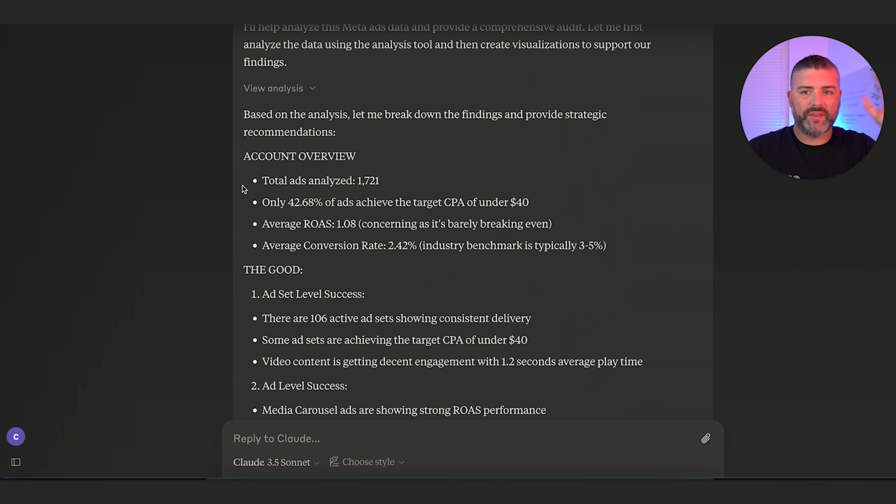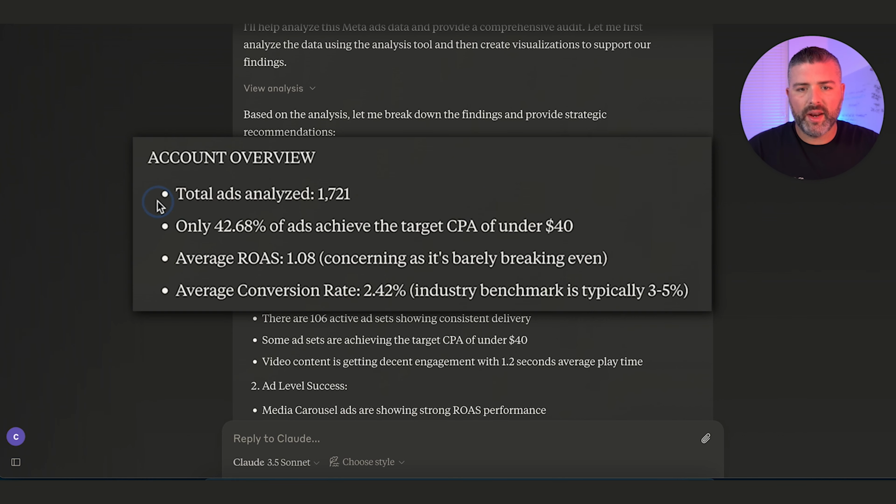In this scenario of this brand's audit, they had a total of 1,721 ads ran in the last 12 months. Only 42% of those ads delivered at a CPA target of less than $40, which is the break even. That's the CAC that this brand needs to hit in order to scale profitably.